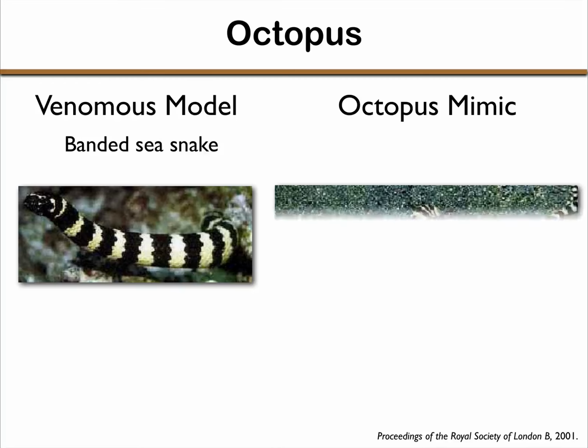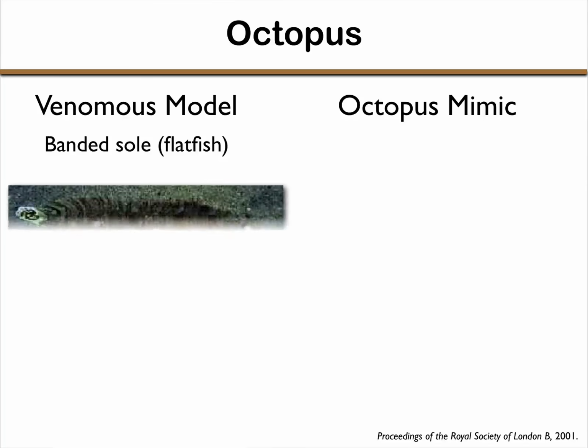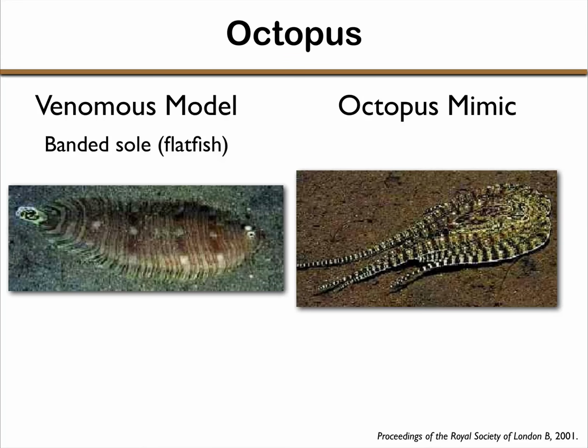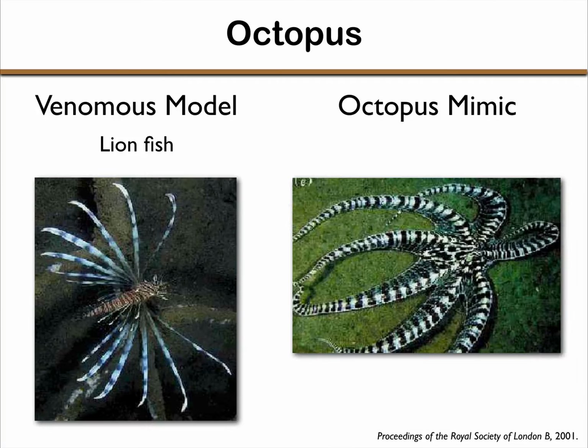So here we have the venomous model, a banded sea snake, highly poisonous snake, by the way. And now look at that octopus. It's changed its shape entirely and the color pattern to mimic the banded sea snake. Here is a banded sole, a flatfish, which is poisonous. And now look at the octopus. Again, not perfect, but good enough. The lionfish, very, very poisonous. Now look at the octopus.